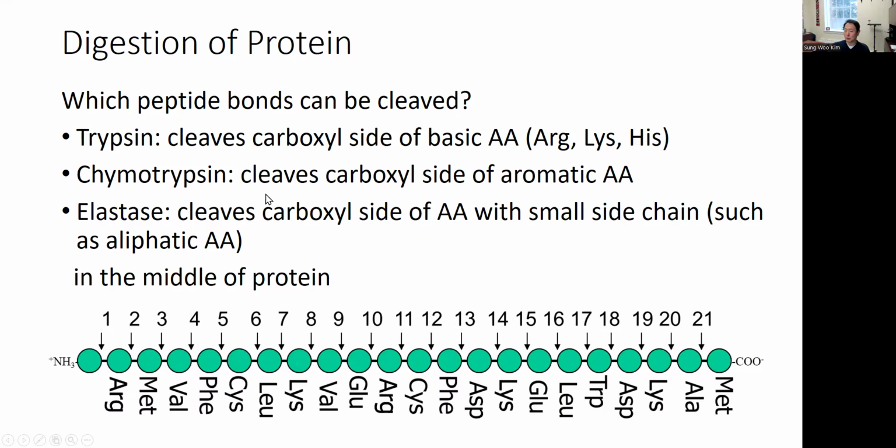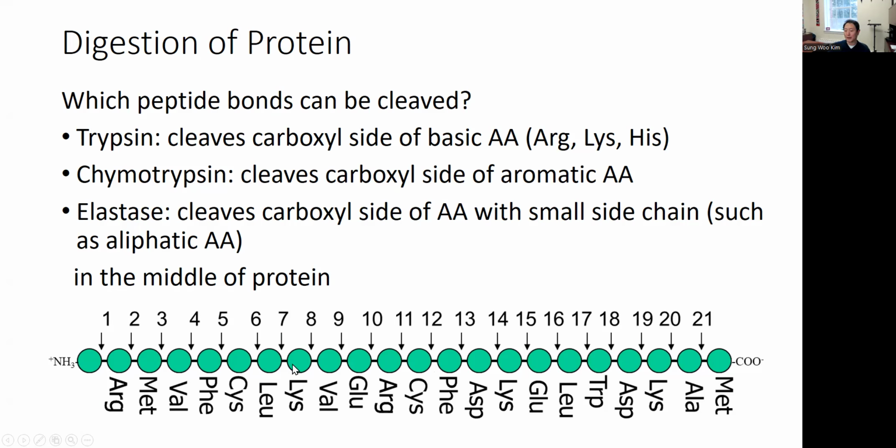So what should you do? You should look for the location of basic amino acids: arginine, lysine, histidine. So here's arginine. What would trypsin do? Trypsin will look for the peptide bond on the carboxyl side of arginine. So number two will be cleaved.